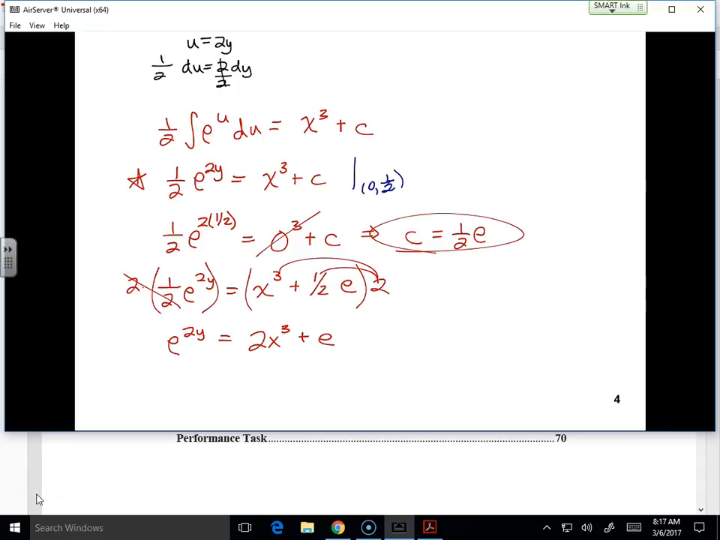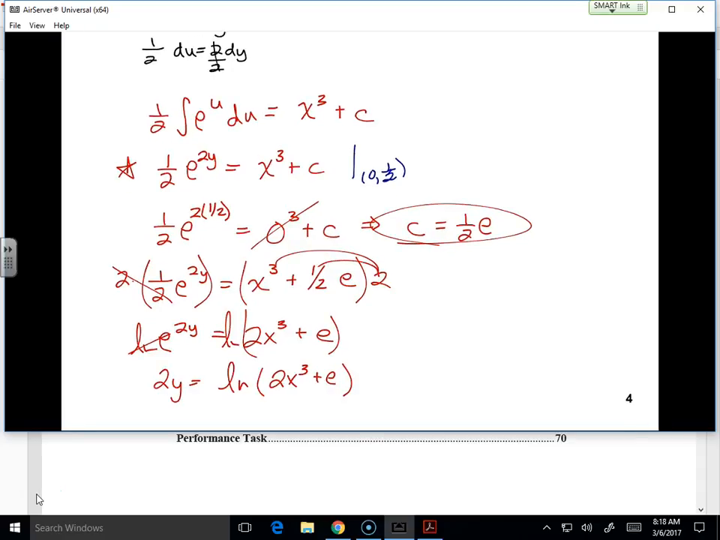Then, I totally agree. ln, ln. ln of e is going to cancel. 2y equals ln of 2x cubed plus e. If some of you start crossing out stuff, you are doing something horribly illegal, because there is no pre-cal property for ln of a sum. There's ln of a product and ln of division, but not ln of a sum.